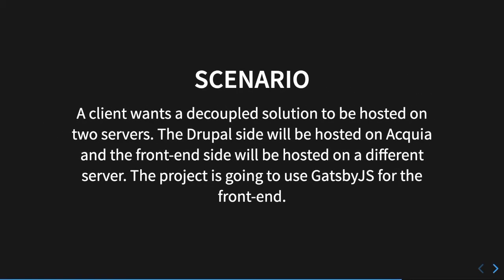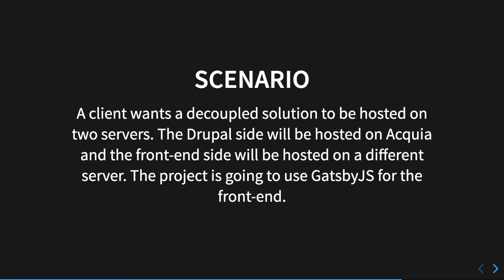For this section we're going to be trying something a little bit more complicated, but it shows off a lot of the features that Docksal has. So our scenario is that a client wants a decoupled solution to be hosted on two servers. The Drupal side will be hosted on Acquia, and the front-end side will be hosted on a different server. The project is going to use Gatsby.js for the front-end. Now, you could replace Drupal with WordPress and Gatsby with any React or any Node-based front-ends. These are just the words I chose because they're the ones I'm most familiar with.